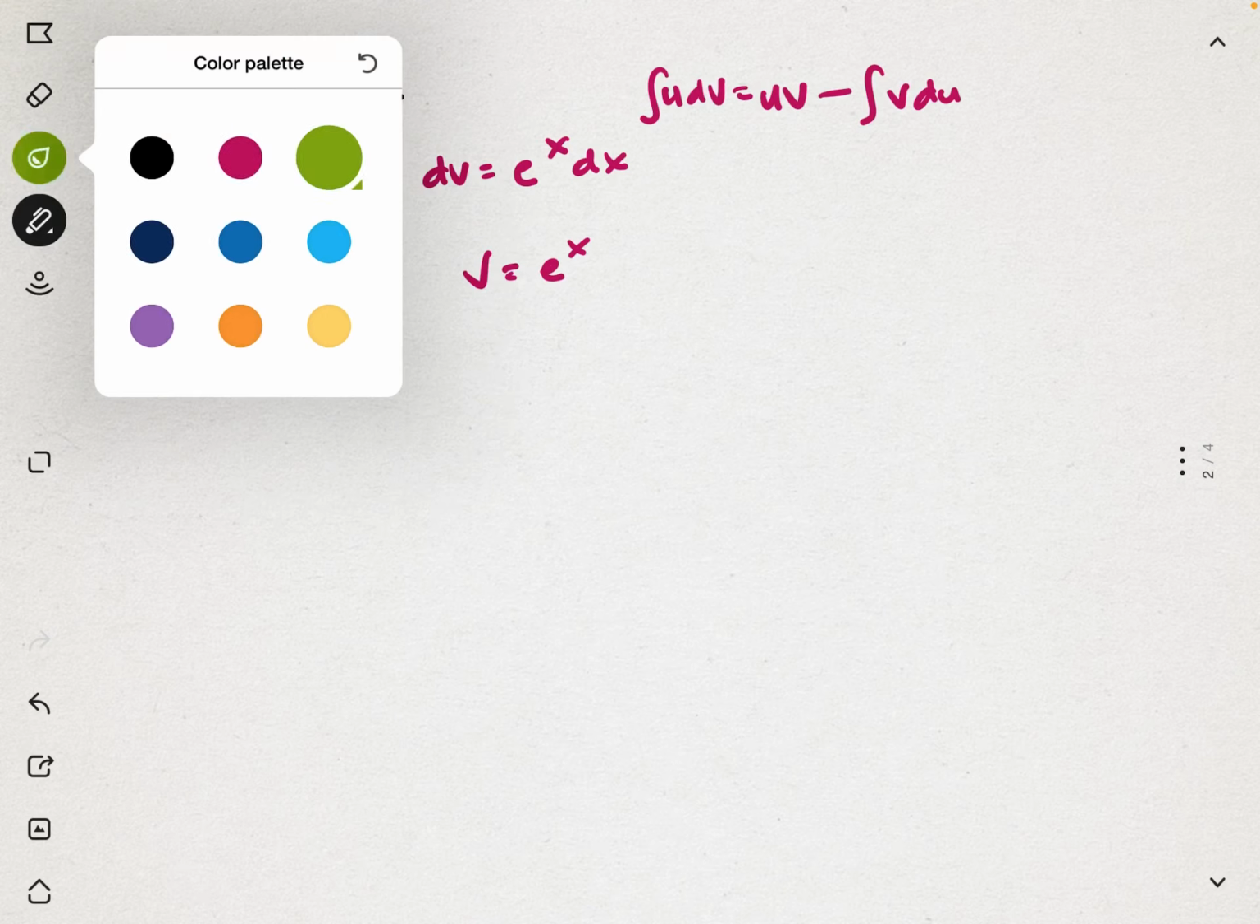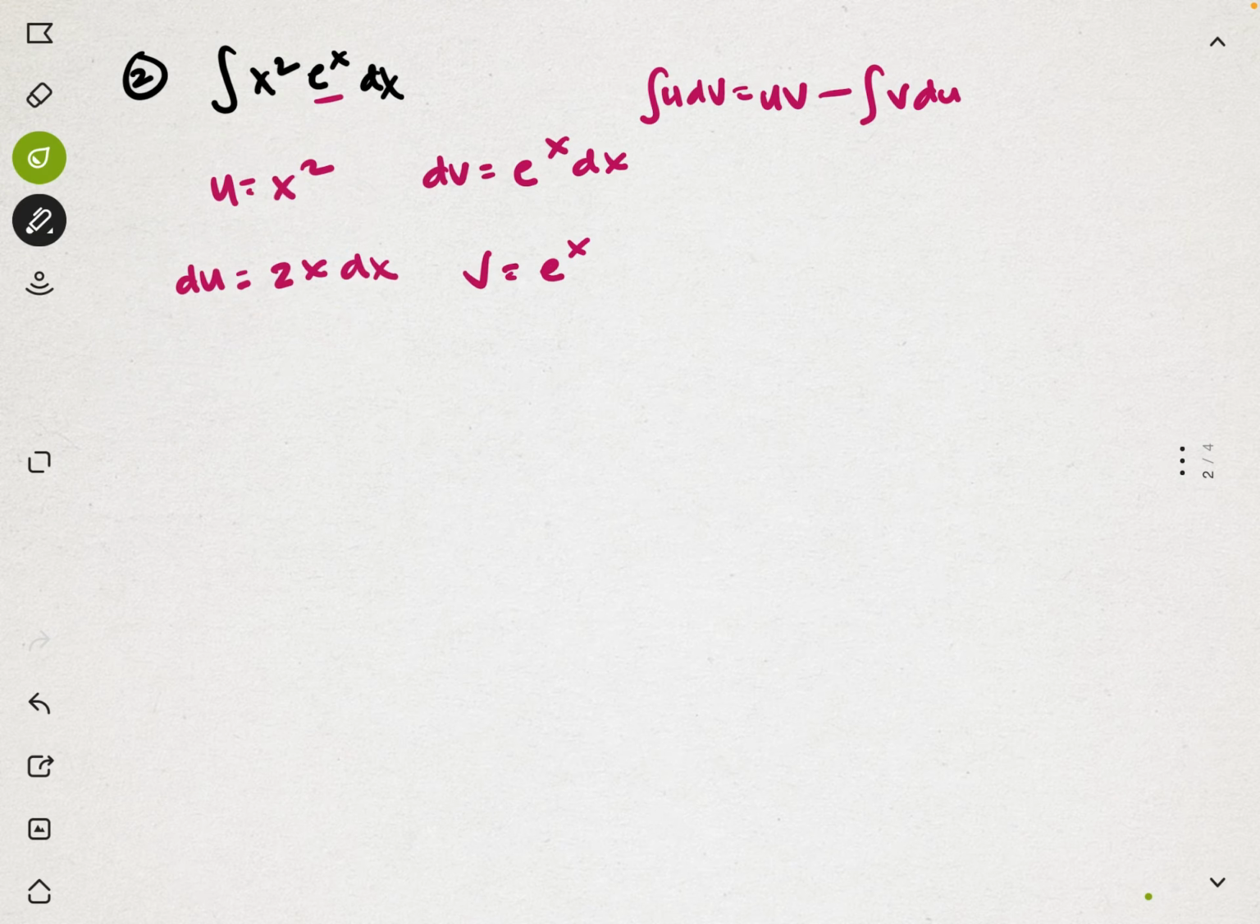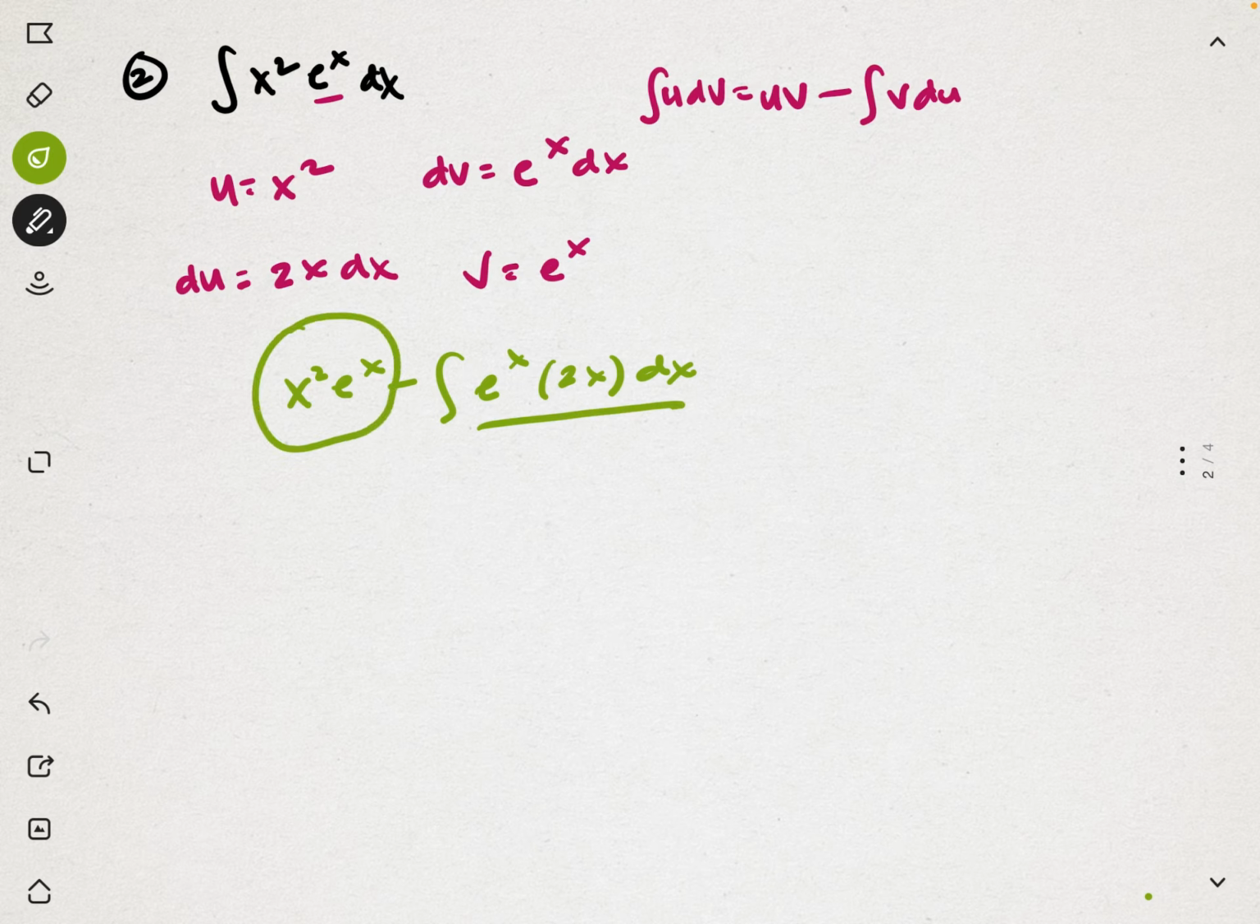Okay, let's just switch colors here. So we have uv, so x squared e to the x is uv minus the integral of v du. So v e to the x times 2x dx. Okay, so now we're going to integrate this again. But again, we're going to do this using anti-differentiation by parts. So this part's not going to change.